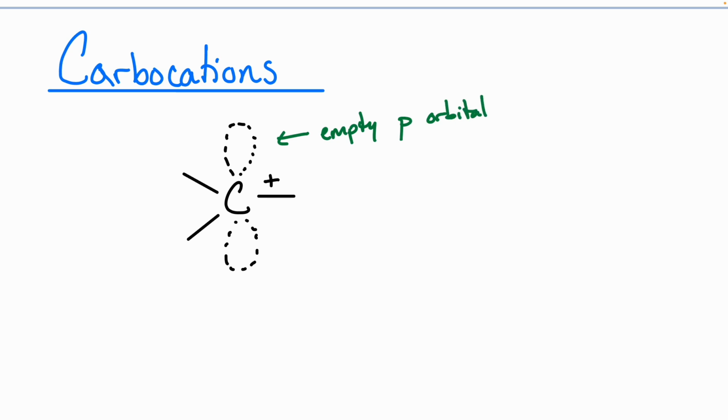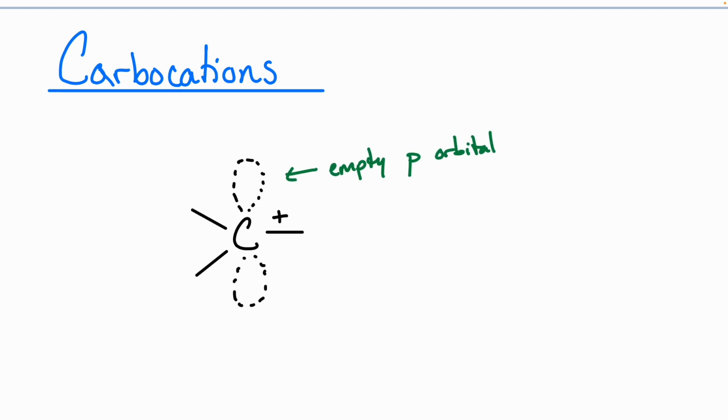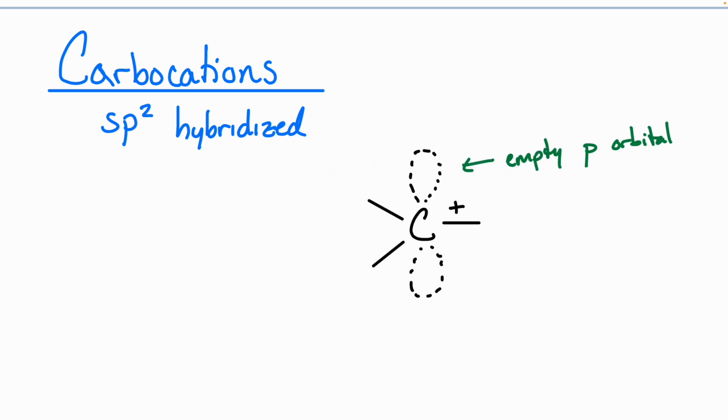There's nothing sitting in that p orbital, unlike our other sp2 hybridized carbons in our molecule, but nonetheless our carbocations are indeed sp2 hybridized. Importantly, because that p orbital is empty, there's no electrons that it's adding to this ring here, so they do not add to your electron total.